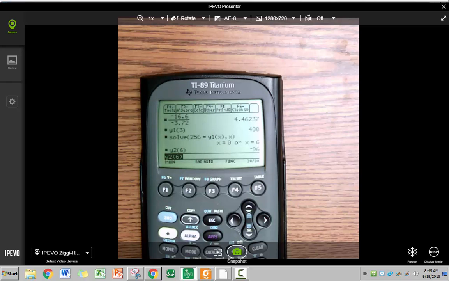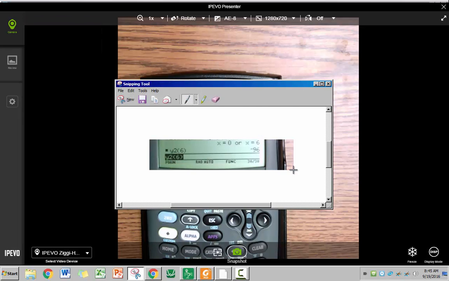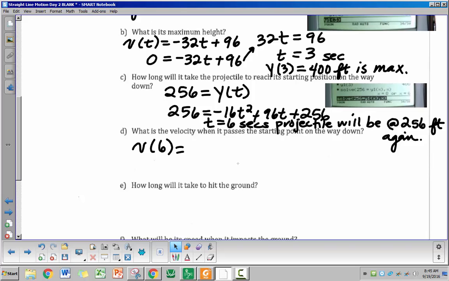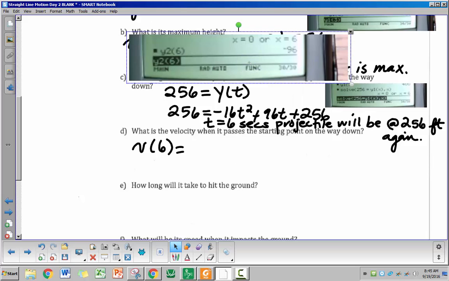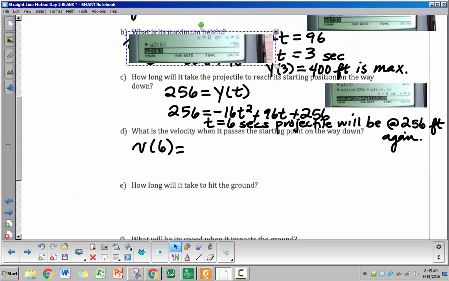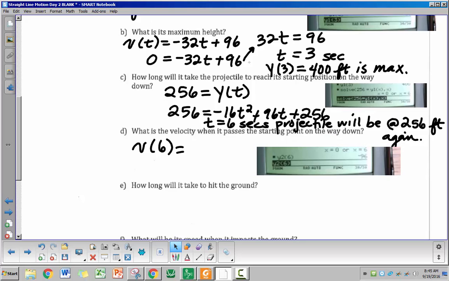Because it's got a negative sign, but we're all right with that. It's not asking for the speed, is it, in this question? No. It's asking for velocity, so having the sign on there is perfectly okay. So this is negative 96, and this is going to be feet per second.